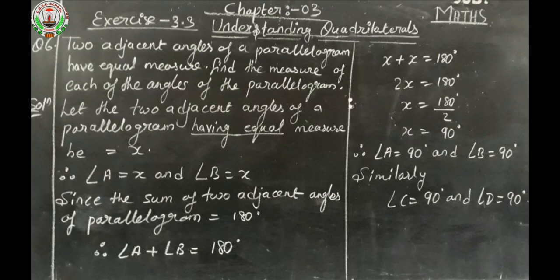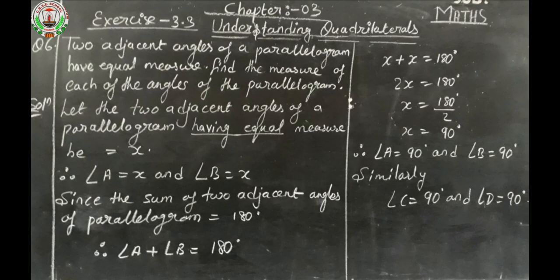So in this question it is talking about two adjacent angles of a parallelogram having equal measures. That means we are going to consider the measure of the two adjacent angles as x. Let angle A and angle B be equal to x. Why are we taking both angles as equal? Because in the question it is very clearly said that the two adjacent angles have equal measures. That's why we have taken angle A and angle B as x only.